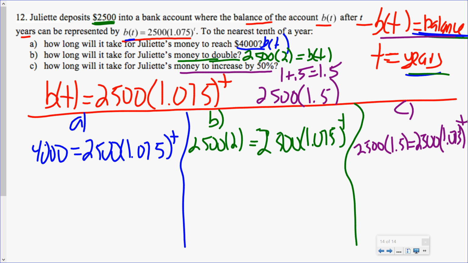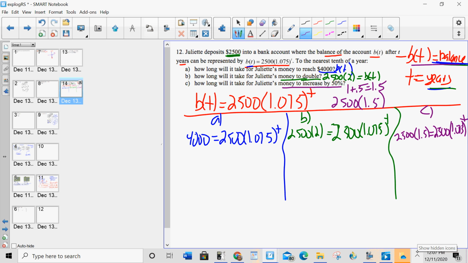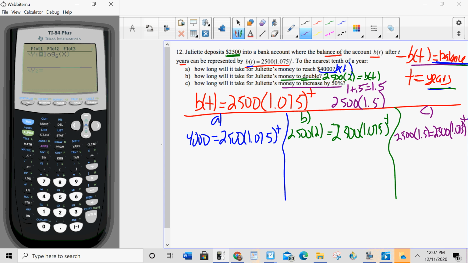Now, to solve these, there are two methods. Method 1, y1, y2 intersect. So let's do that for the first one. y1 is 4,000. y2 is 2,500 times 1.075 to the power of t, or in this case x.